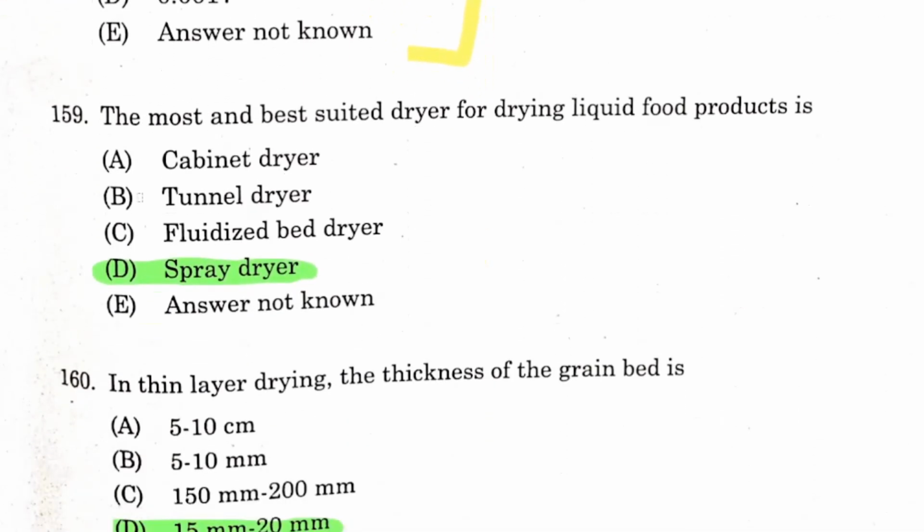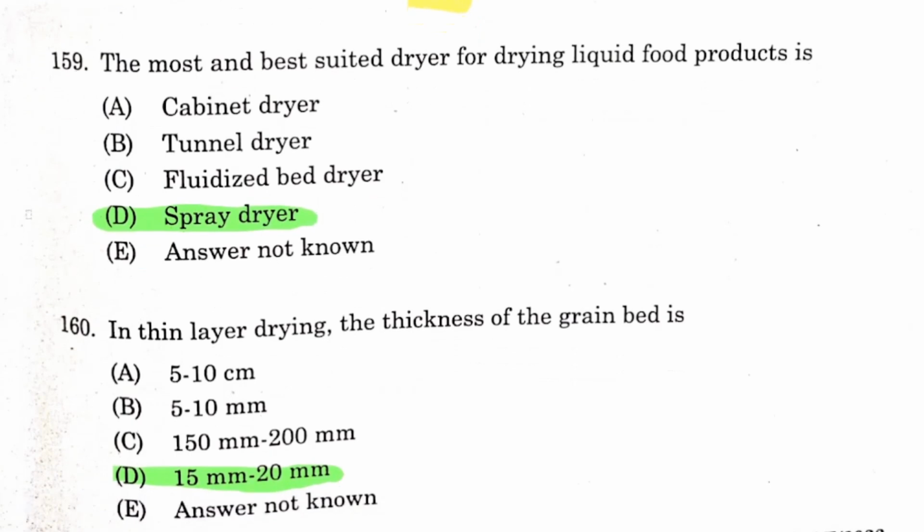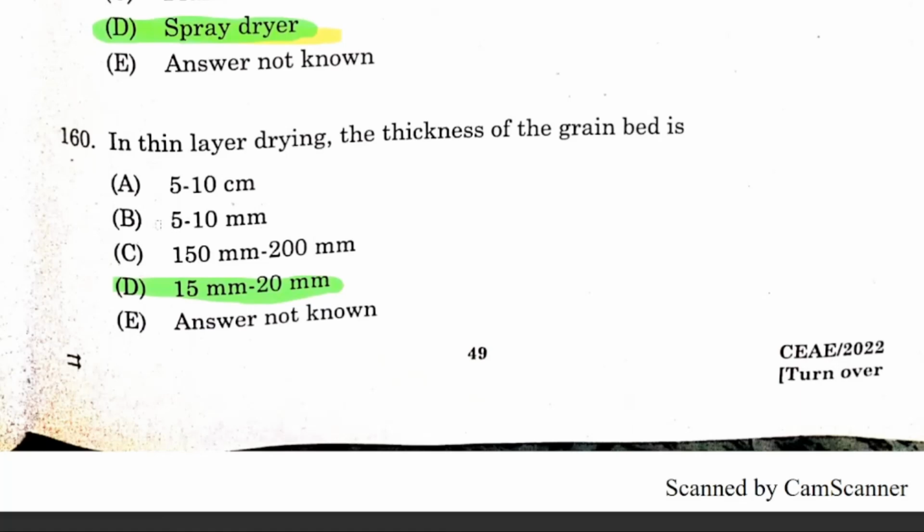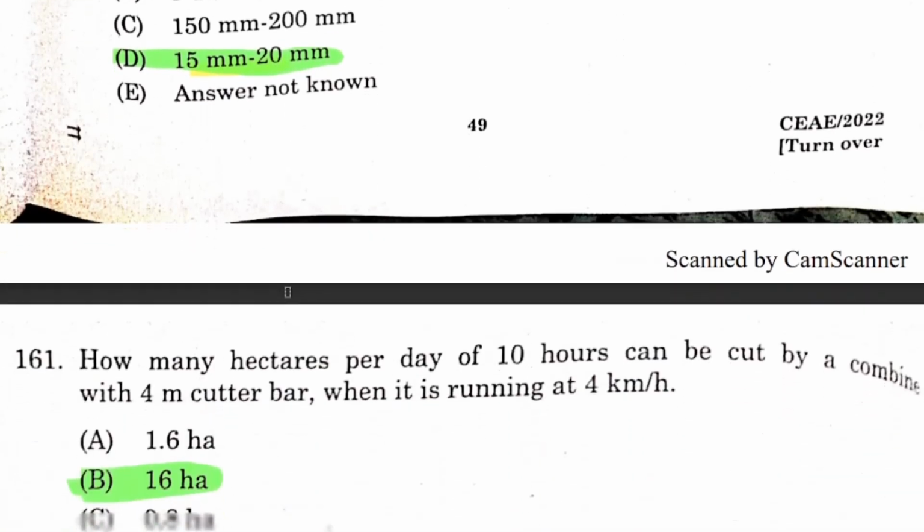Next question is 159. The most suited dryer for drying liquid food products is the spray dryer. In thin layer drying, the thickness of the grain bed is 15 to 20 mm.